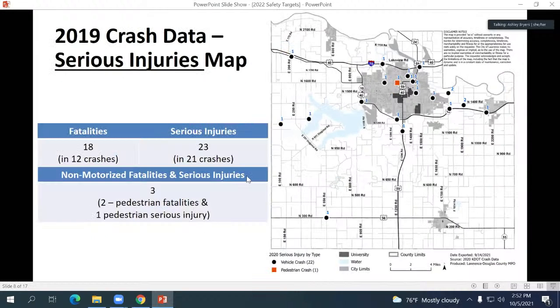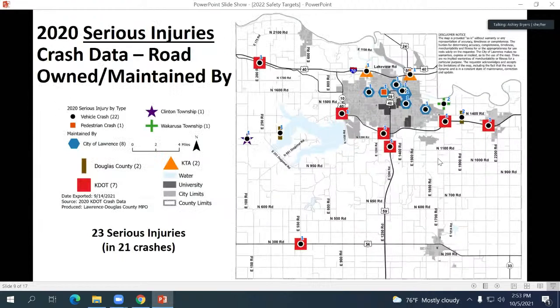For serious injuries, the black dots again are showing vehicle crashes, and there were 22 serious injuries that were vehicles and 1 that was a pedestrian, and the pedestrian is shown in the square. So here is by the road owner and maintainer again, same symbols. Red square is KDOT and blue is City of Lawrence. We did have Wakarusa Township in this one, which is the green, and Clinton Township with the purple.